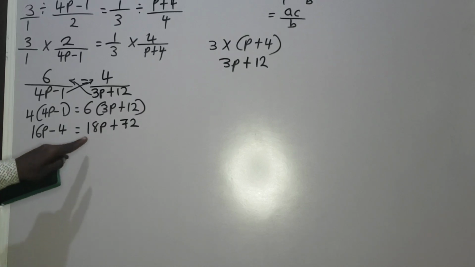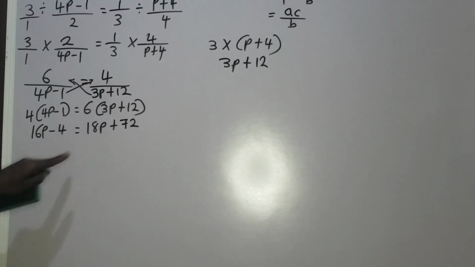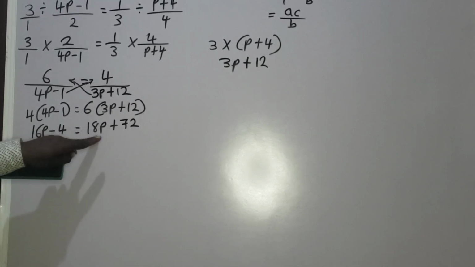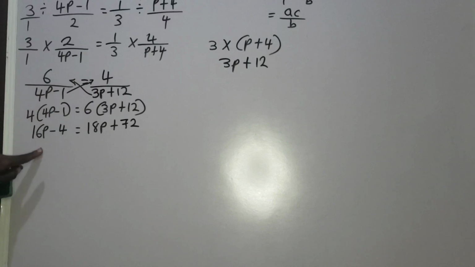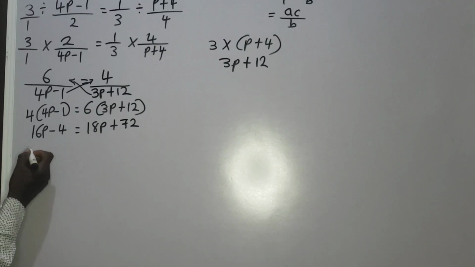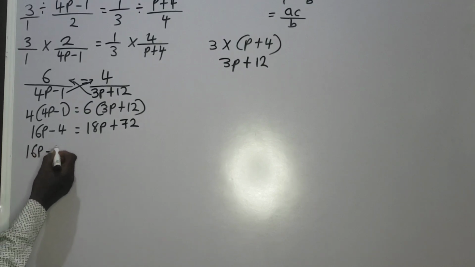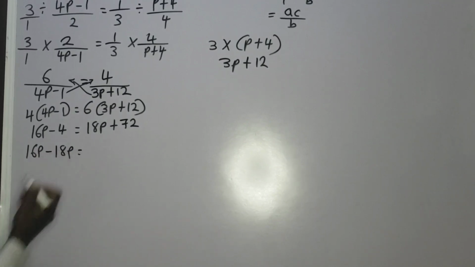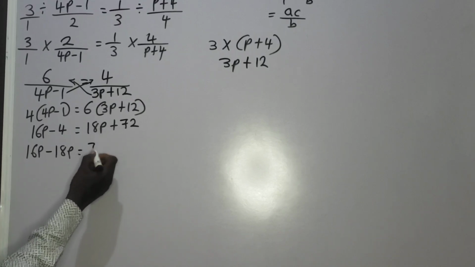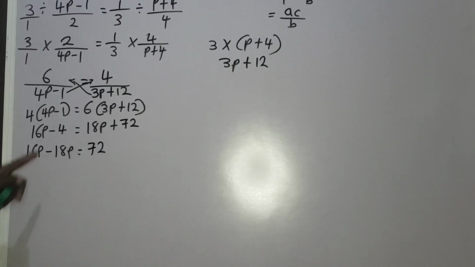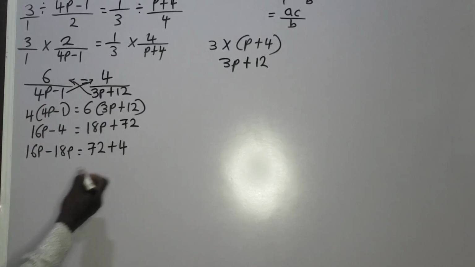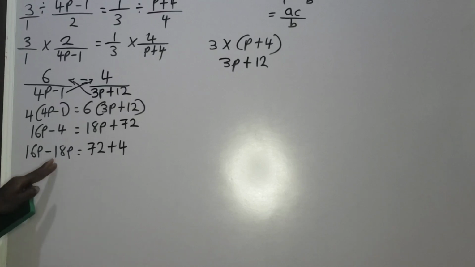Okay. So for this, I have 18p here. I have 16p here. If this 18p crosses the equals to sign to the other side of the equation, it's going to become negative. You understand? Negative 18p. So for this, I'm going to have 16p negative 18p is equal to, okay, now we have 72. Now if this negative 4 crosses the equals to sign, the sign will change to positive. So I'm going to have positive 4. Okay, so for this I'm going to have 16p negative 18p.